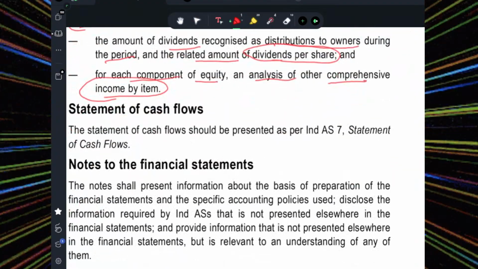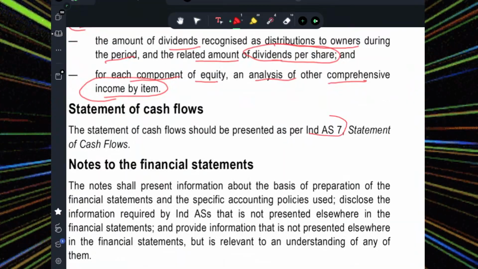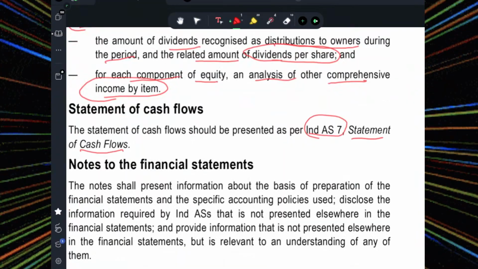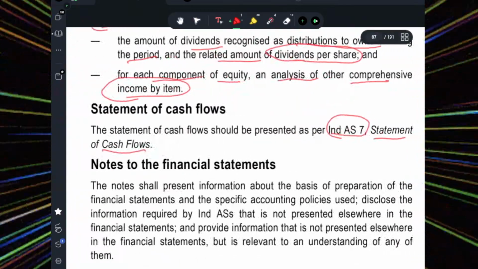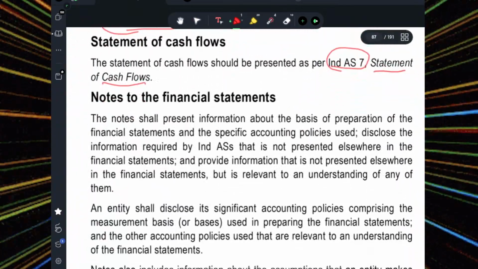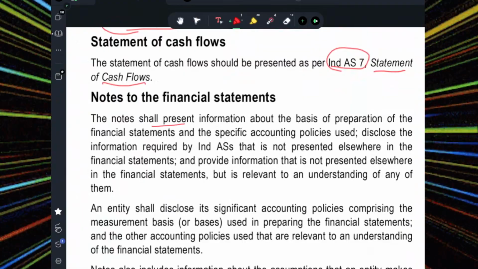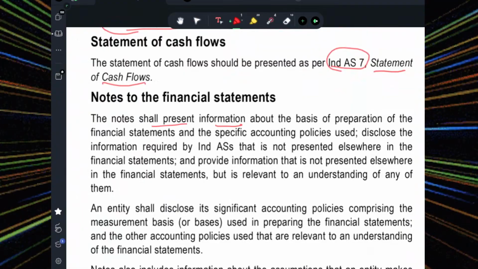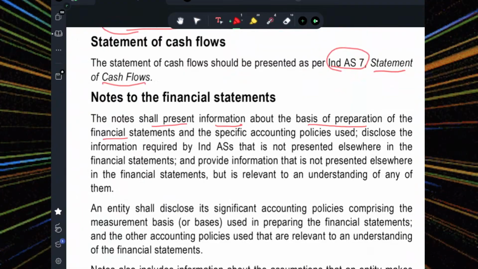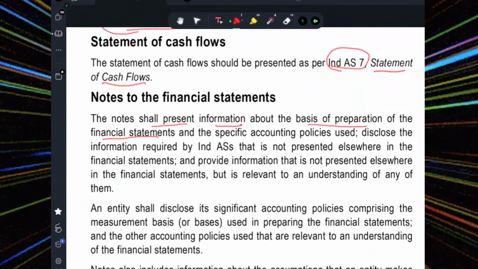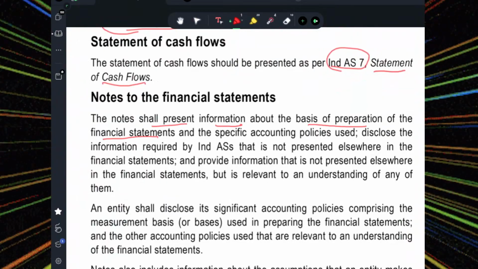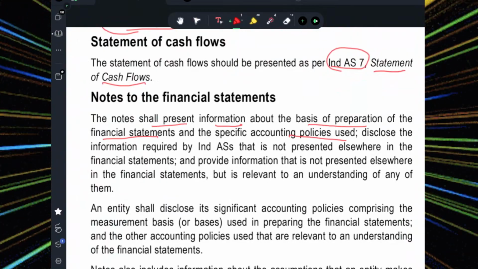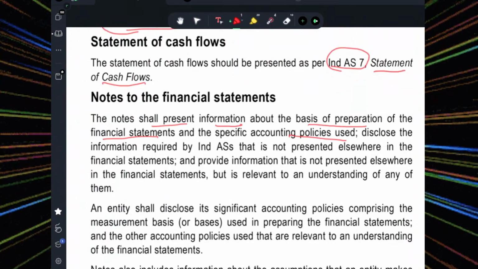The statement of cash flow should be presented as per Ind AS 7. Then notes to financial statements. What are the notes? The notes shall present information about the basis of preparation of financial statements. On what basis have you prepared the statement? Whether Schedule 3 or Ind AS is being followed. Then the specific accounting policies used.